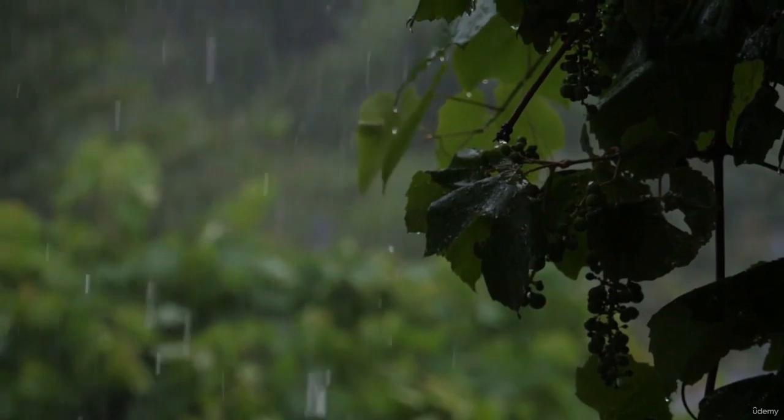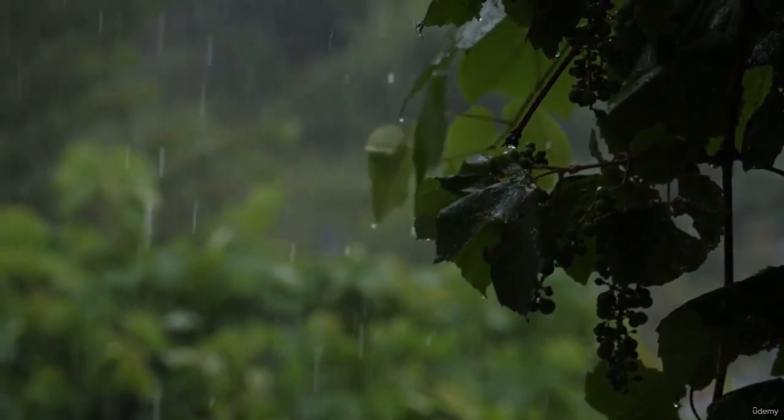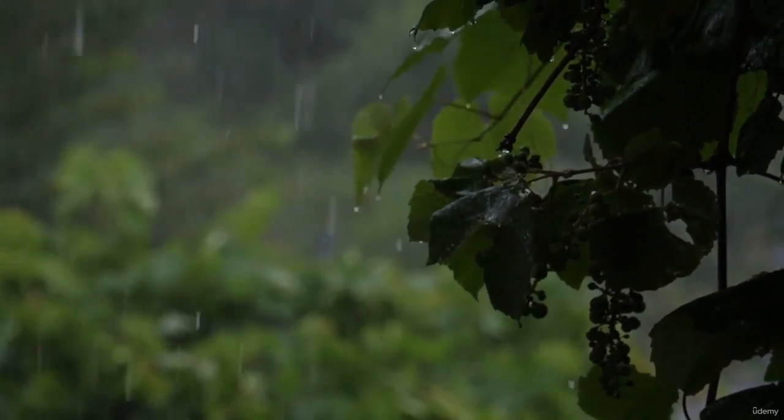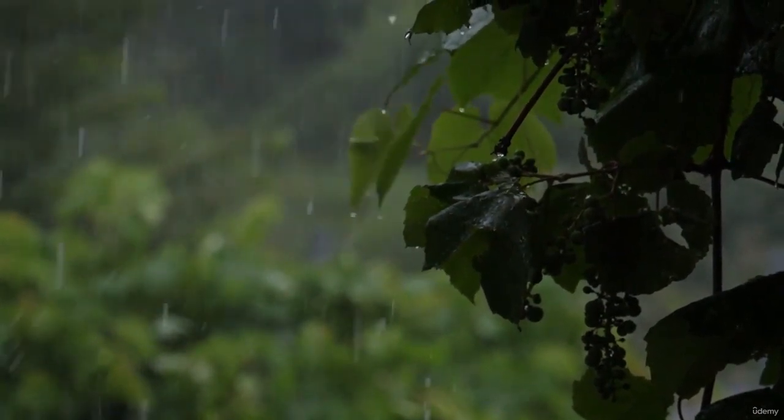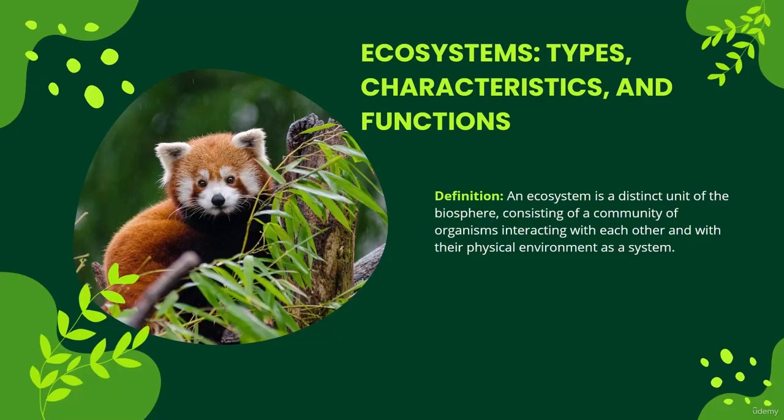Now, an ecosystem is a distinct unit of the biosphere. It consists of a community of organisms interacting with each other and with their physical environment as a system. So the biosphere is the entire living space. Within the biosphere, there are ecosystems. It is a community sort of thing in which a certain species of animal or wildlife is there, right?